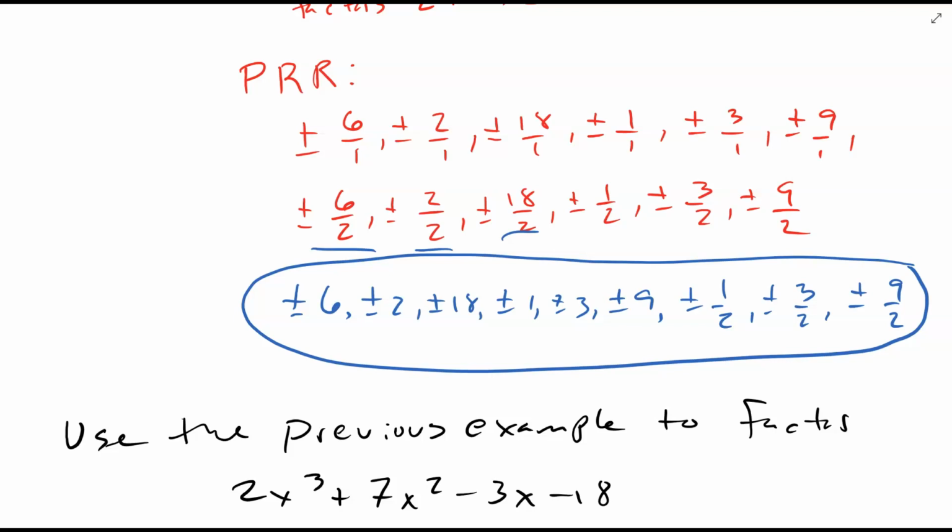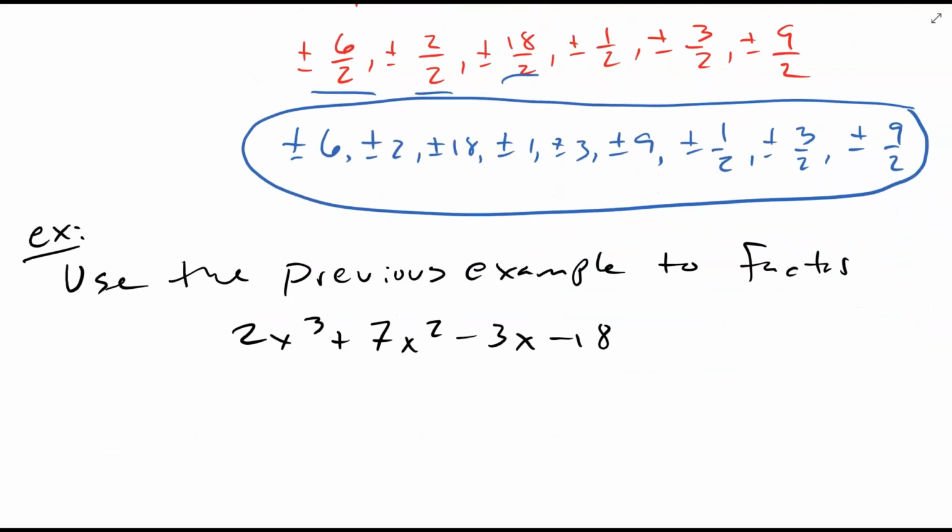All right, so what I'd like to do now is use our answer from the previous example to factor this polynomial 2x cubed plus 7x squared minus 3x minus 18. So we're going to have to pick a factor to try to start this process with. What factor do you want to start with? So we have our list already, right? This is the same polynomial from the previous example. So we already have the list made. I don't want to have to redo that again. But which one do you want to start with?